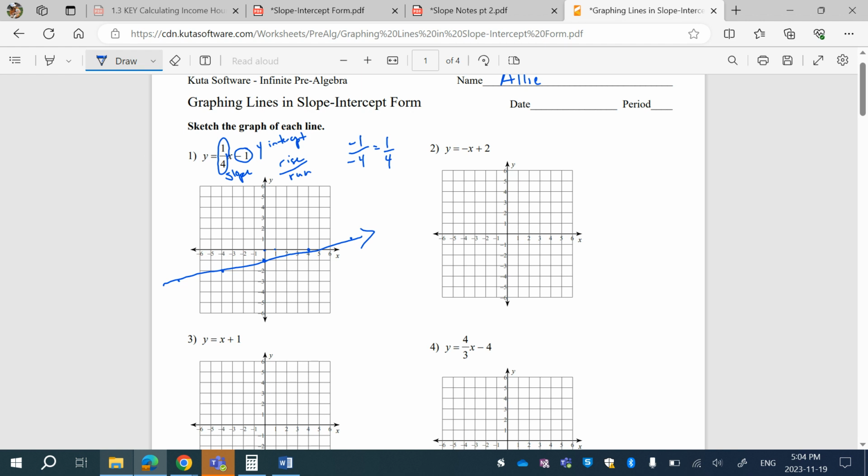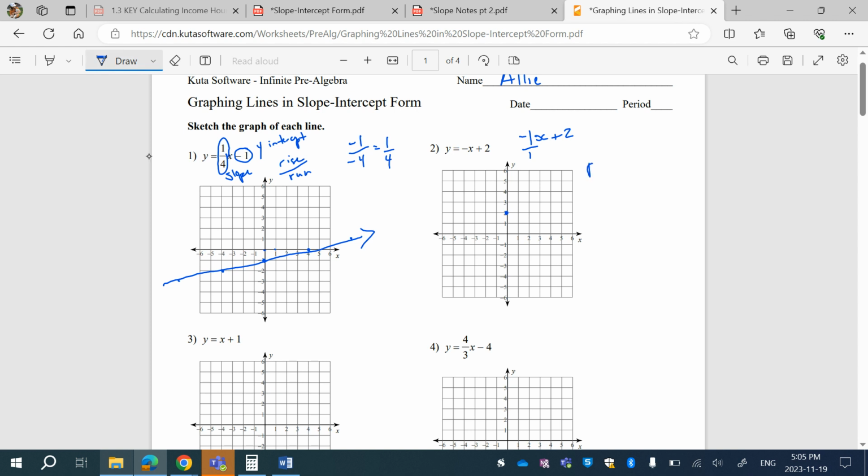Let me do 2. So now we have a -x, which would be like -1x plus 2. So it's kind of like a -1x. You can imagine it over 1. So let's start where it intercepts the y. And then let's do our -1 since it's negative.